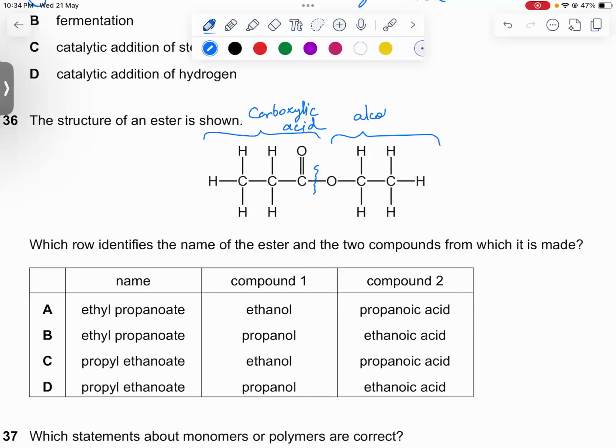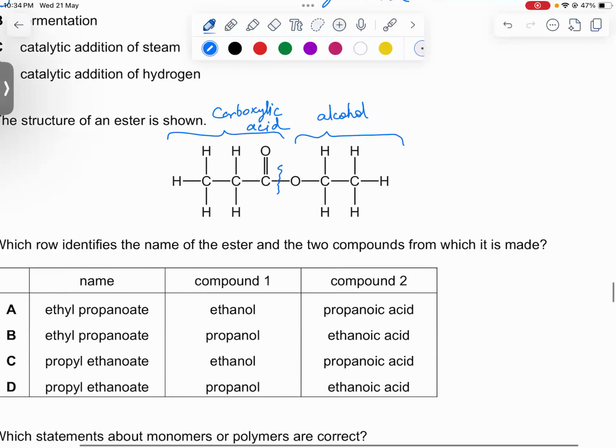The name of an ester is always given in the form of alkyl alkanoate, so this is going to be ethyl propanoate. Very good. The alkyl part comes from the alcohol, and the alkanoate part comes from the carboxylic acid.